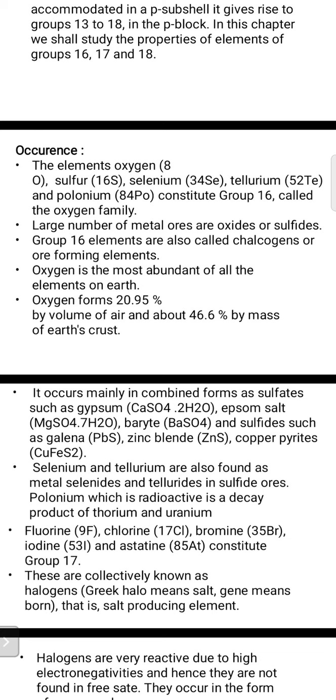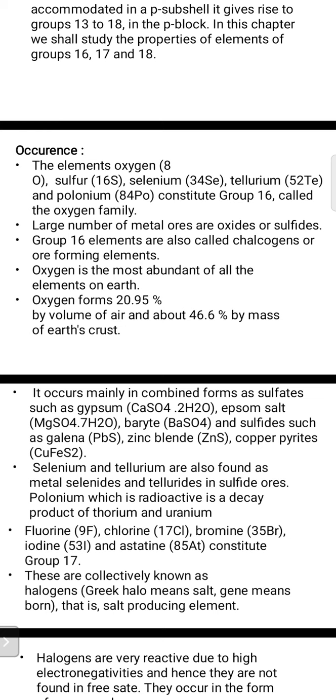They constitute the elements of group 17. These elements are collectively called halogens because they belong to the halogen family, starting from fluorine and ending with astatine. All these are halogens. That's why these are the elements of the halogen family.